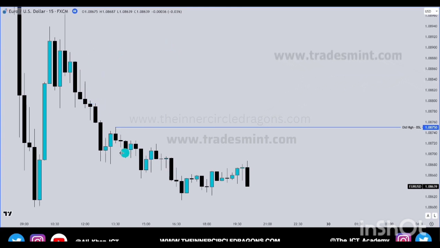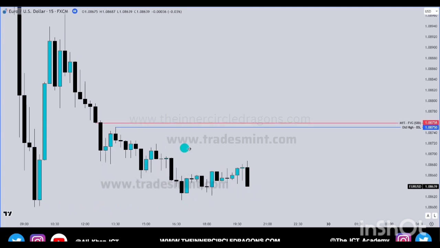Now, I am delineating this high as our old high. This is where buy side liquidity rests above this high in the form of buy stops. Now we can clearly see that the higher time frame is bearish. The likely draw is below these relative equal lows down here.